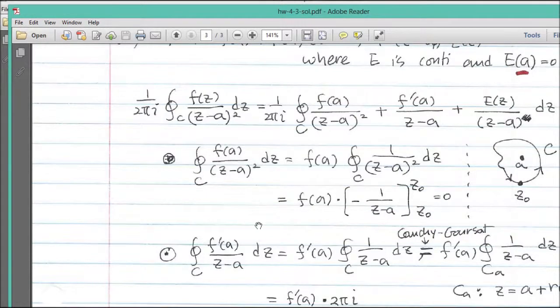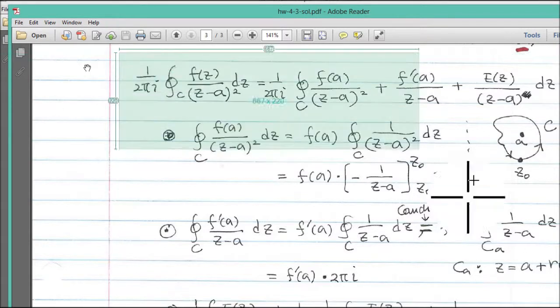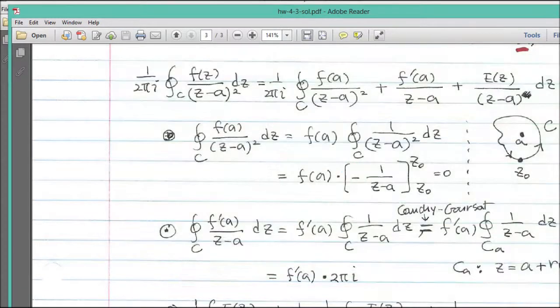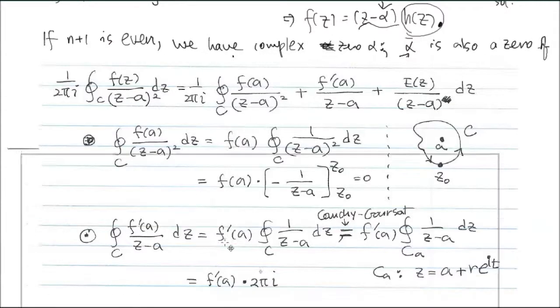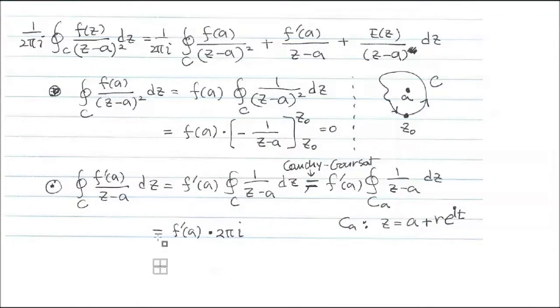Okay, so let's look at this part, f of a divided by (z minus a) squared, 1 over (z minus a) squared. Let me take that and explain it at the bottom there. The integral of 1 over (z minus a) squared around a, dz. It has a singularity, so the Cauchy-Goursat theorem does not apply, and you can directly parameterize it like that.